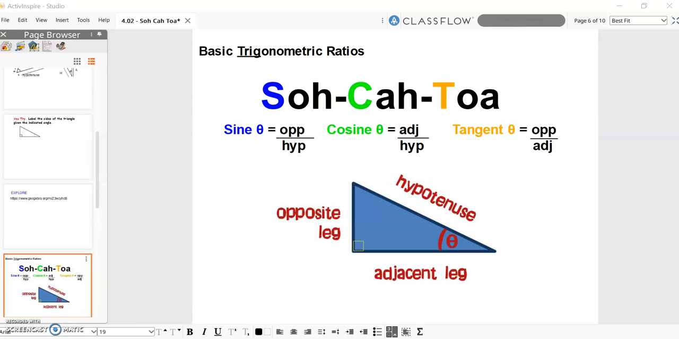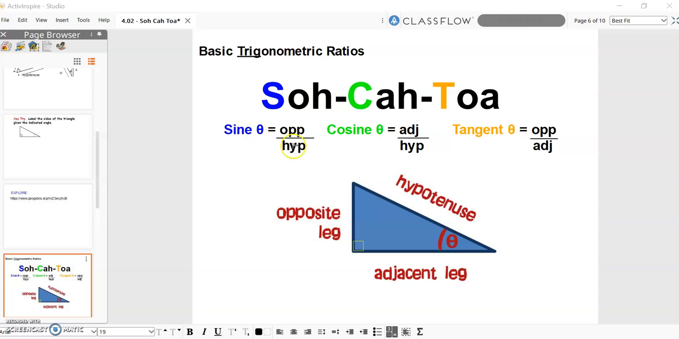Basic trigonometric ratios. So this is SOHCAHTOA. So we have sine, S-I-N-E. It's also usually written S-I-N, but technically there is an E at the end of it. Cosine, which is written as C-O-S often, and tangent, T-A-N.